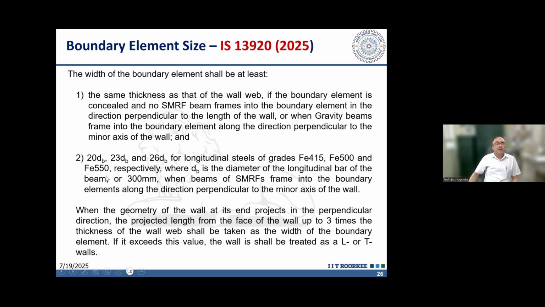And if the diameter of the longitudinal bar or 300 millimeters, in no case will it be less than 300 millimeters if the beams in the perpendicular direction are joining the shear wall. And when the geometry of the wall and its end project in the perpendicular direction, sometimes there may be larger depth elements, and then up to 3 times the thickness of the web can be considered as part of the web. Or if it is larger, then it is to be treated as an L or T wall. So if it is an L shape or T shape wall with smaller dimension of the flanges, then up to 3 times the web thickness we can consider in the boundary element.